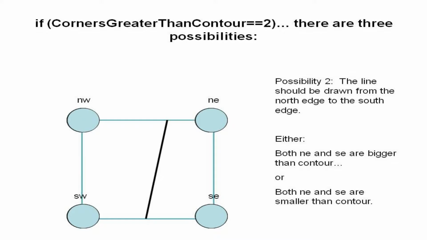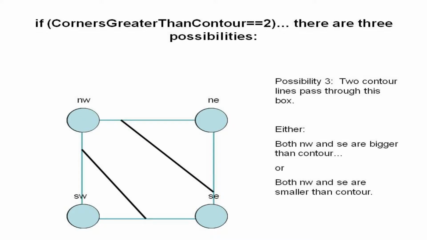In the same sort of way, another possibility, if the number of corners greater than contour is equal to 2, is that the 2 on the east are lower than the contour, and the 2 on the west are greater than the contour, or the 2 on the east are greater than the contour, and the 2 on the west are less than. I mean, either way, right? In which case, either way, the contour line clearly comes in on the north side of the box and exits on the south side of the box, cutting off the ones on the east from the ones on the west.